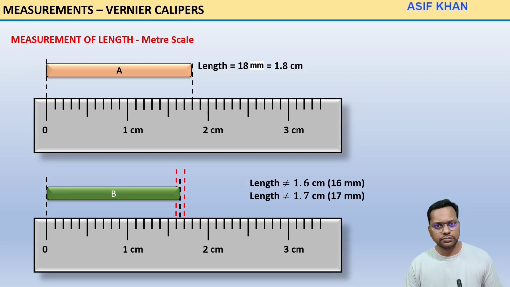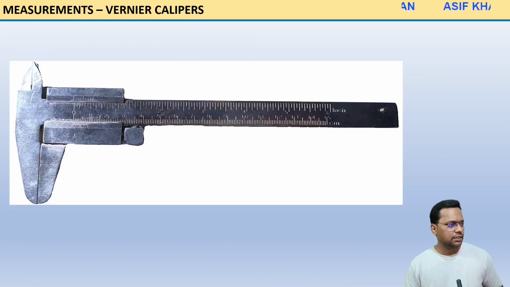To overcome this, we use Vernier calipers. Vernier calipers divide 1 millimeter into 10 parts. So what is the meaning then? What is the least count? It is 1/10 of 1 millimeter, that is 0.1 millimeter. So this is the instrument we use for measuring length more accurately compared to the normal scale that we have seen in the previous slides.